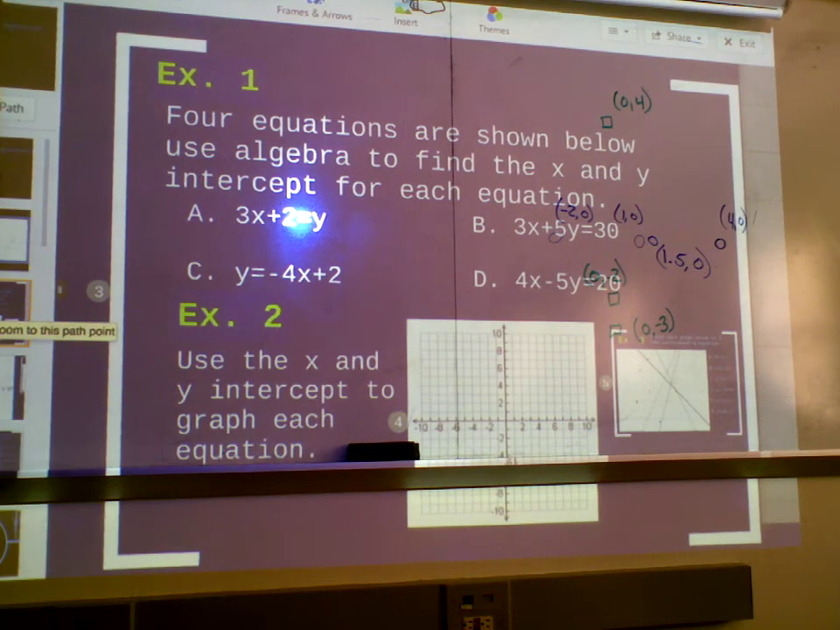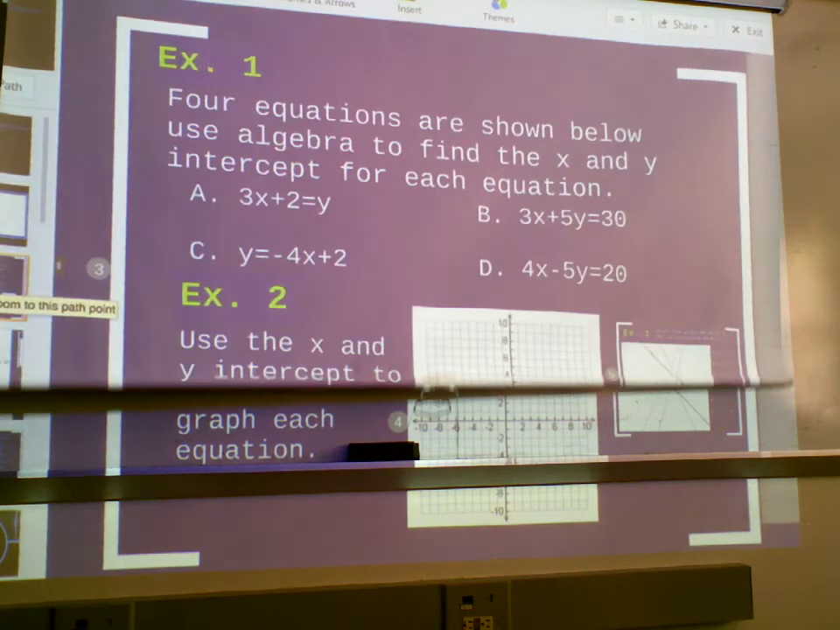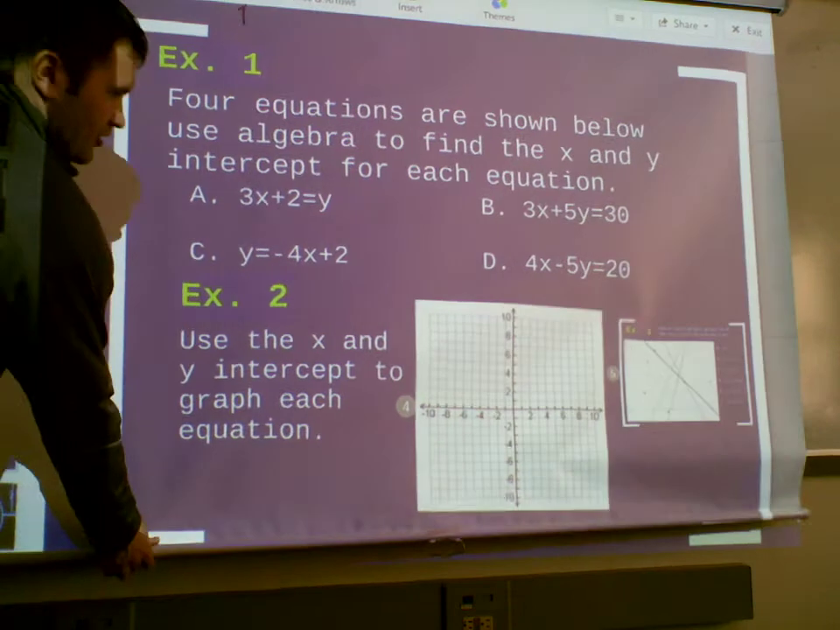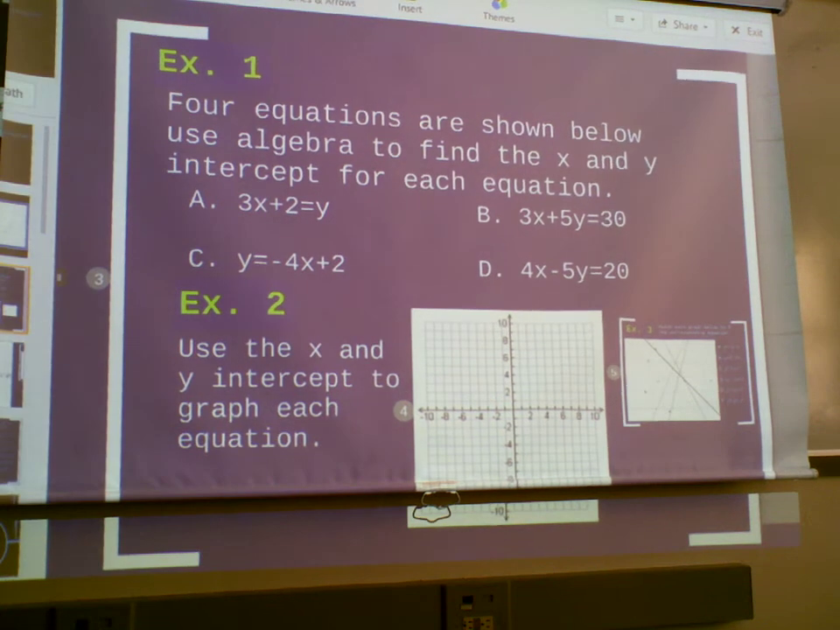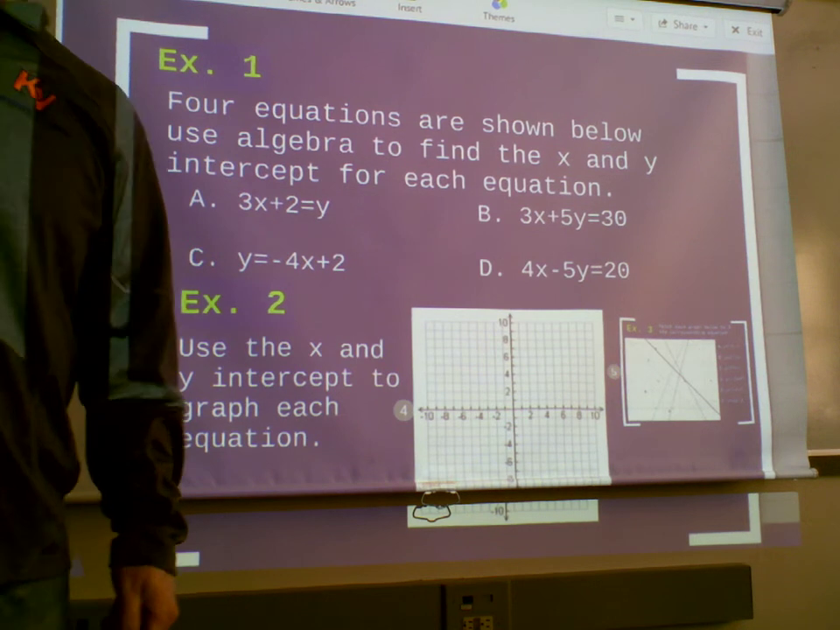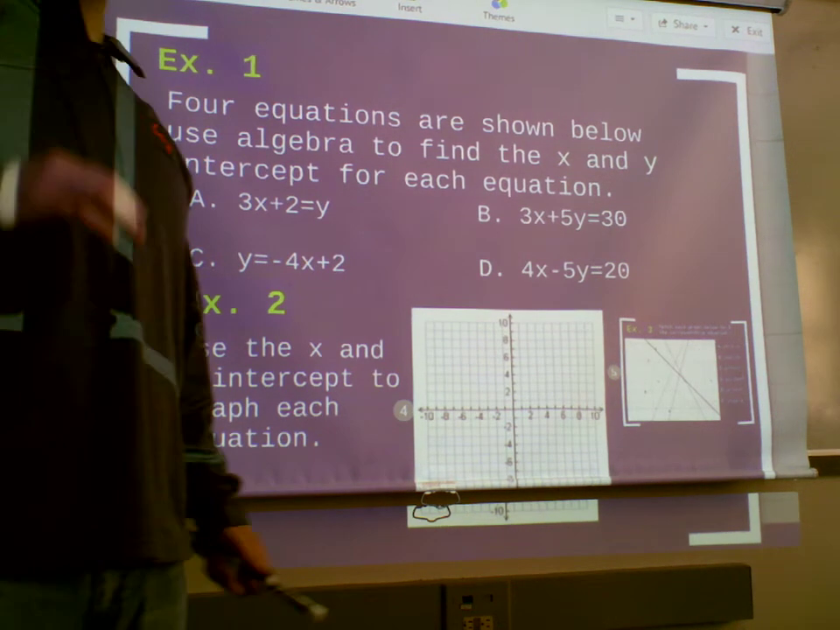Example 1. We have 4 equations shown below. Some of you getting excited, huh? We're going to do some algebra here. Use algebra to find the x and y intercept for each equation. Now you guys have these equations on your paper, don't you? Who likes algebra? Me too. Algebra's fun.